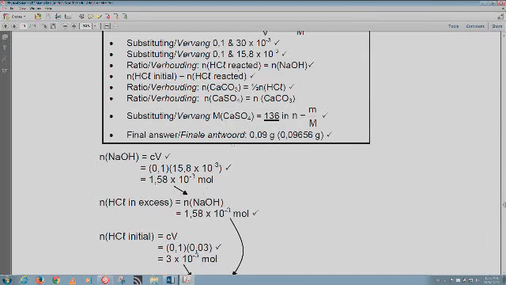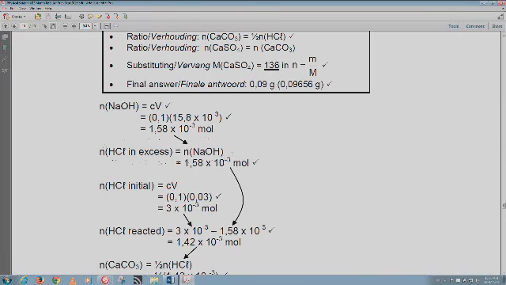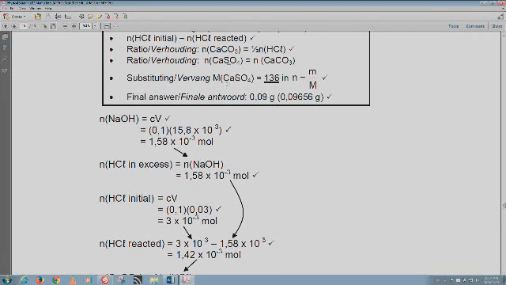And then for substituting 0,1 and 15,8 × 10⁻³ there, the learner will get a mark there. And then the ratio mark there, when HCl reacted equals sodium hydroxide, the number of moles of HCl equals the moles of sodium hydroxide, is 1 mark. And then another mark, the number of moles of HCl initial minus the number of moles of HCl reacted, this subtraction there of n(HCl) initial minus n(HCl) reacted.